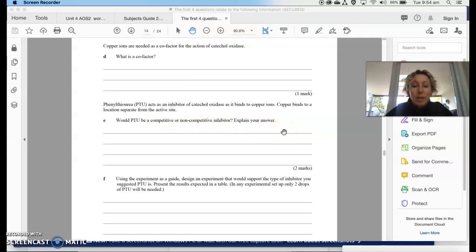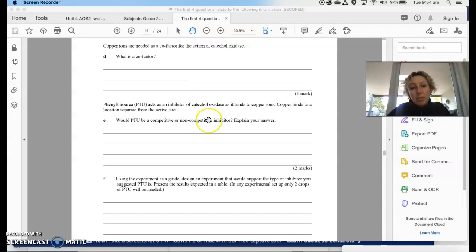Explain your answer. This is a question or a style of question that pops up over and over again. It is a 2-mark question giving you a 50-50, so it's competitive or non-competitive, and asking you to explain the answer. So you don't get a mark for saying competitive or non-competitive. You only get a mark for your justification. You need to do a whereas or a comparative answer.